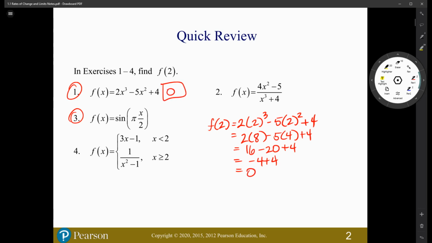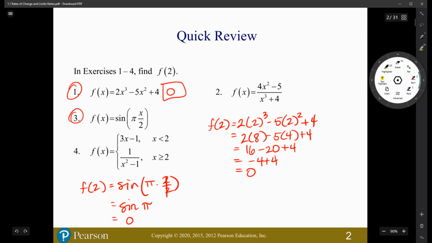And number 3, f of 2 for sine of pi times 2 over 2. Well, 2 over 2, we can call that 1. Pi times 1 is pi. So this is now just the sine of pi, and sine of pi is 0. So our answer is going to be 0 for that one as well.